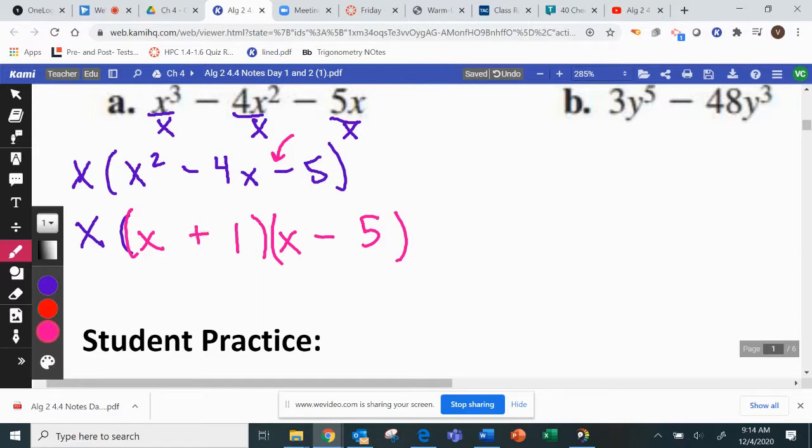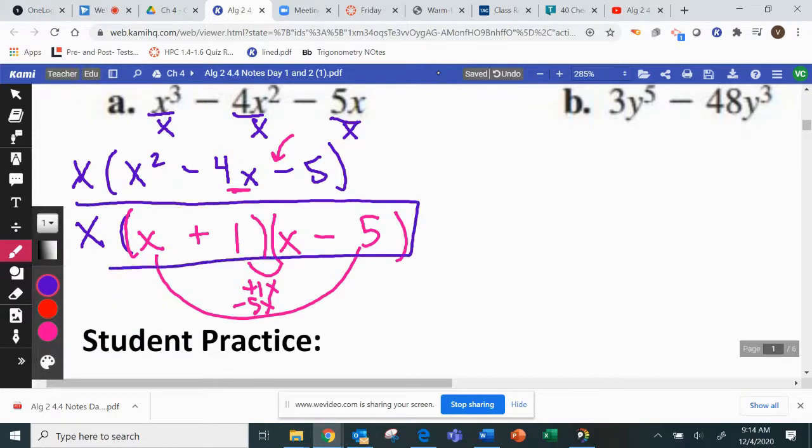If I'm not sure if I did it right, I should check. I should multiply back together. Minus 5x plus 1x. Yes, that does equal minus 4x. So my answer is x times x plus 1 times x minus 5. If you have the x minus 5 first and then the x plus 1, it's the same answer. But we do always put the GCF in front.